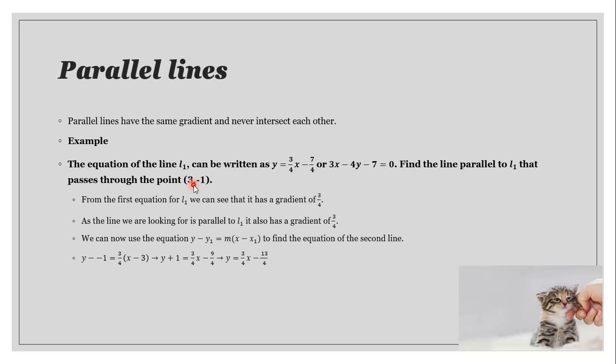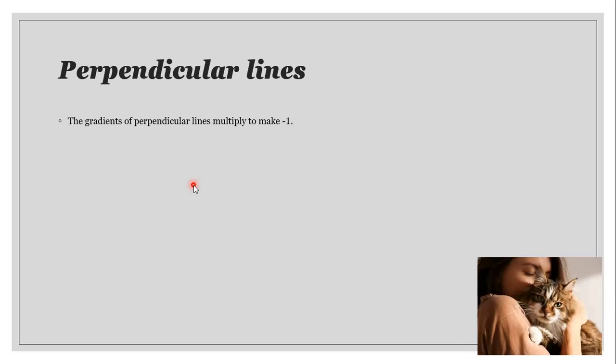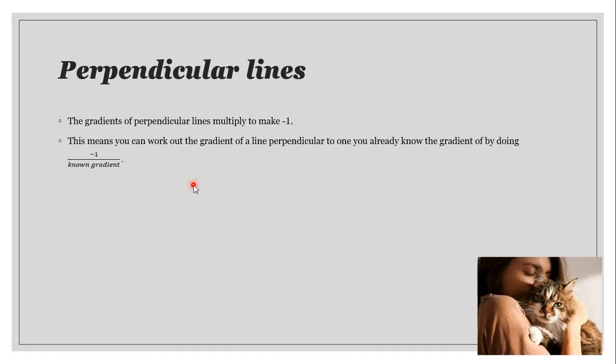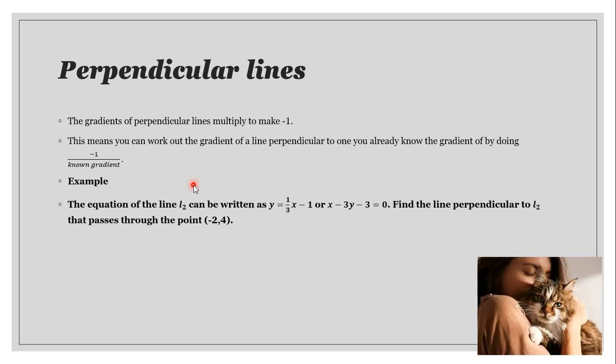But perpendicular lines meet at a 90-degree angle to each other. So the gradients will multiply to make minus 1. This means you can work out the gradient of a line perpendicular to one you already know the gradient of by doing minus 1 divided by the known gradient. Now, I personally, just in my head, will switch the denominator and the numerator and then put a minus in front. It does the same thing.